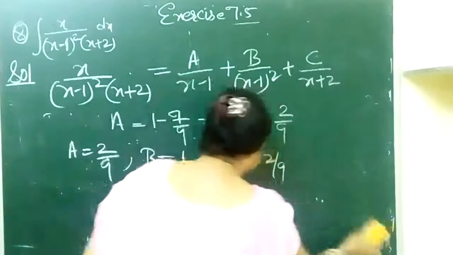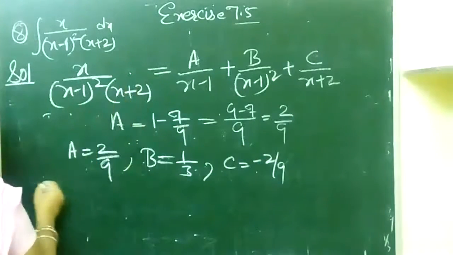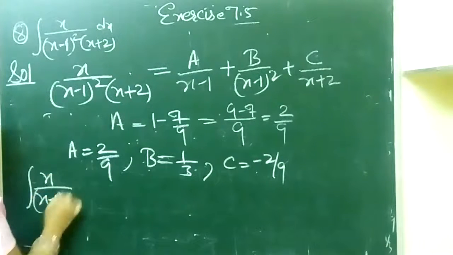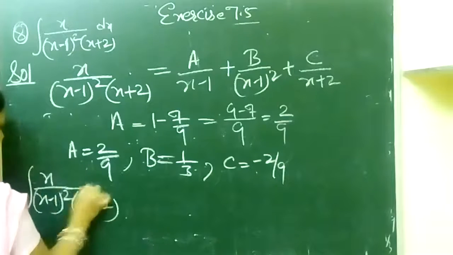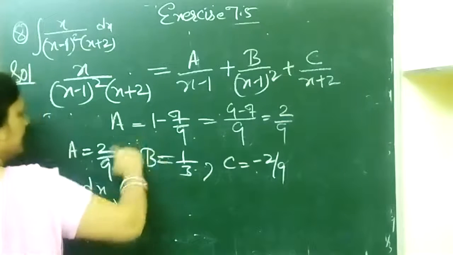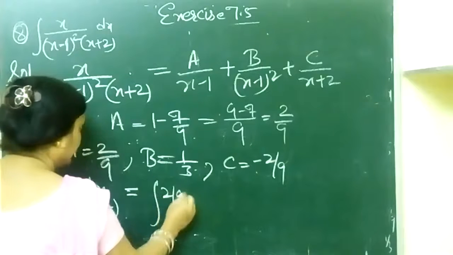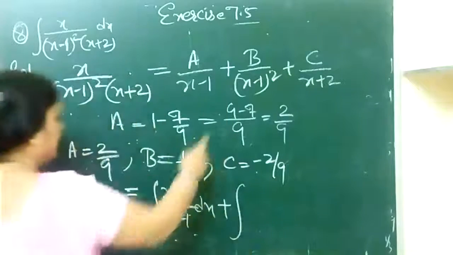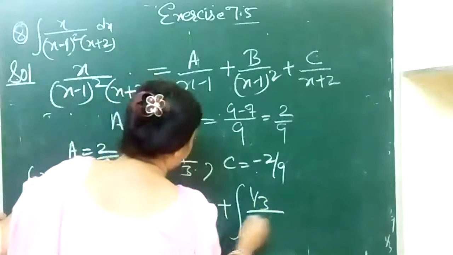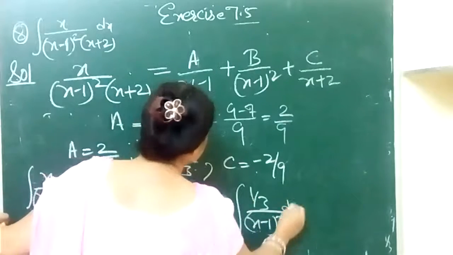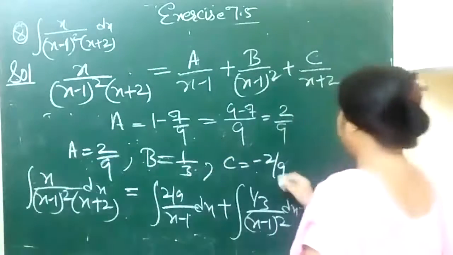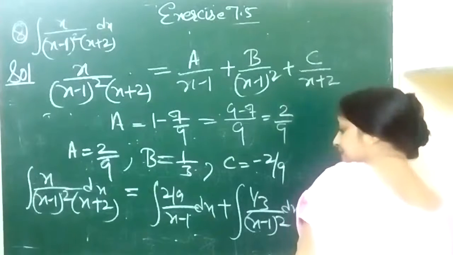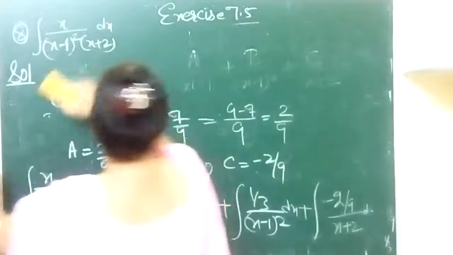Now after getting these three values, we will put these values in this equation. So what will come here? Integral of x upon x minus 1 whole square into x plus 2 dx is equal to, in the place of a, write 2 by 9 into x minus 1 dx, plus in the place of b, put 1 by 3 into x minus 1 whole square dx, plus in the place of c, minus 2 by 9 upon x plus 2 dx. After that we will integrate the terms.